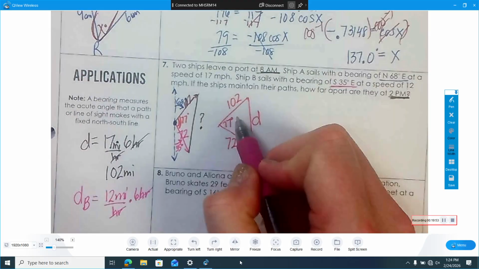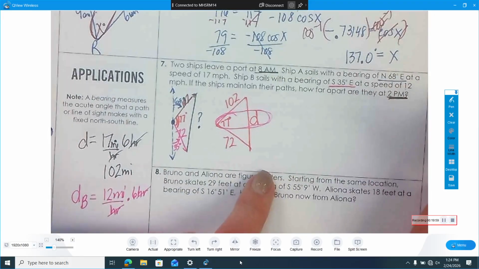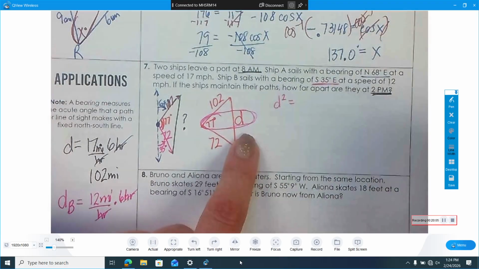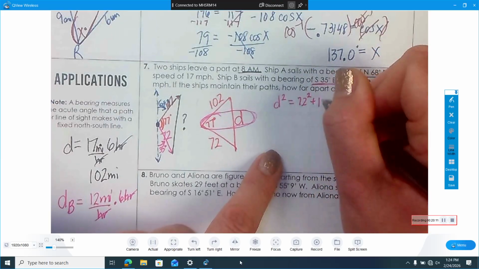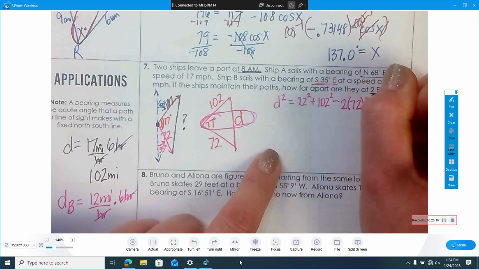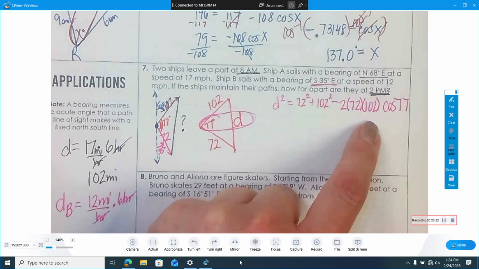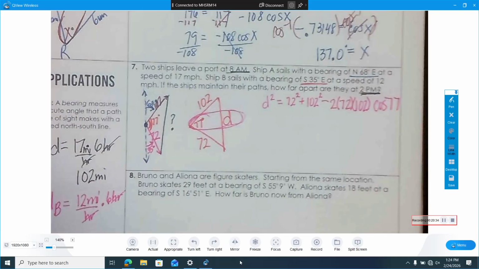All right, so we can set this up now. How should I set this up? X squared, I'm going to use D. So D squared equals 72 squared plus 102 squared minus 2 times 72 times 102 times cosine of 77. All right. And I think you can do the rest, yeah? Okay, so that's good. I just want to talk a little bit about bearing, and then you can solve for D from there.